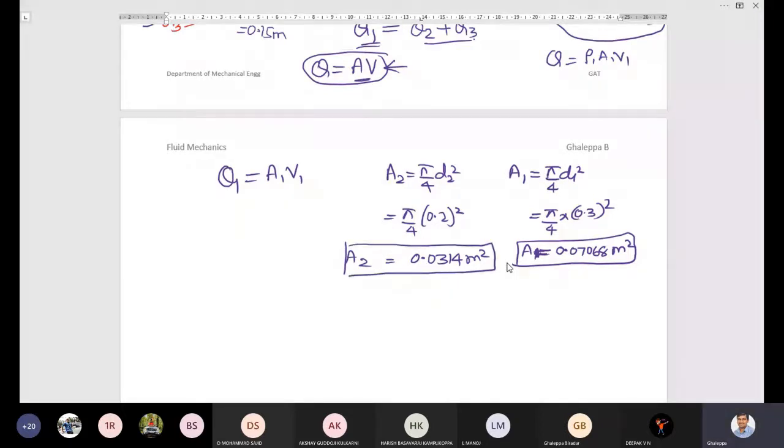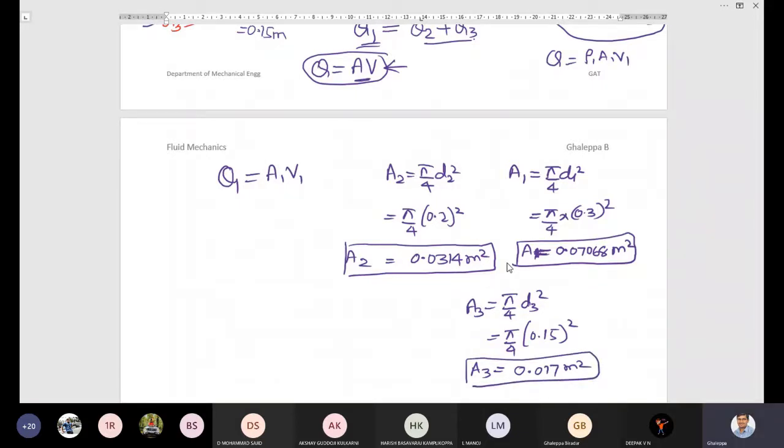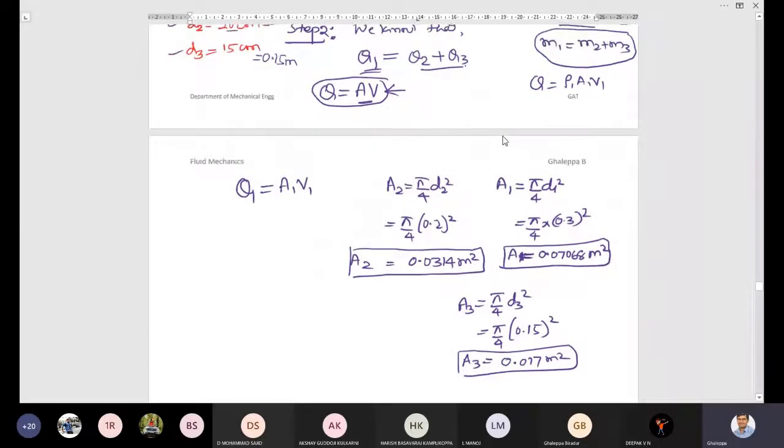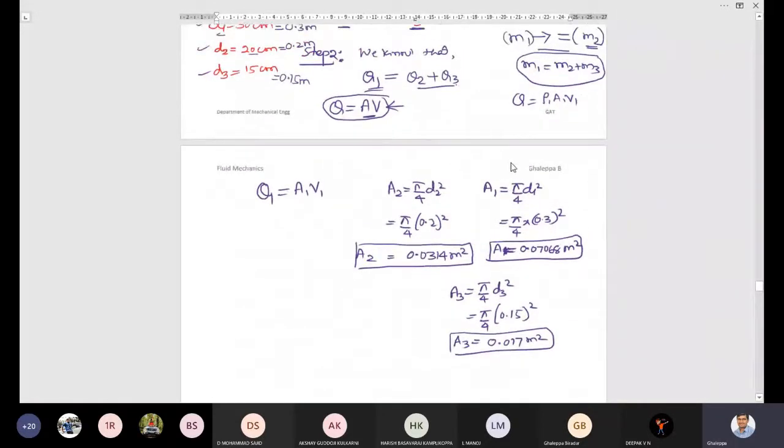Similarly, A3 also you can calculate. A3 is equal to pi by 4 D3 square. Pi by 4, the diameter of the third pipe, 0.15 whole square. So A3 should be less than these two values, 0.02 something in the range, 0.017 I got. This is the third area. I hope there is no doubt in calculating, because to save time, I have written the answers of A1, A2, A3 directly.